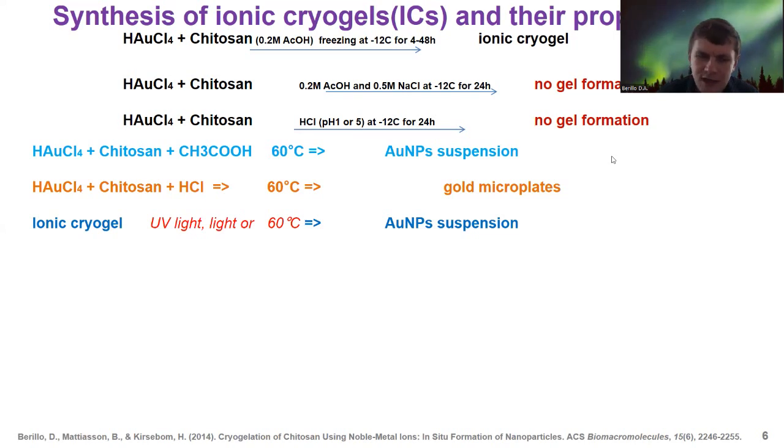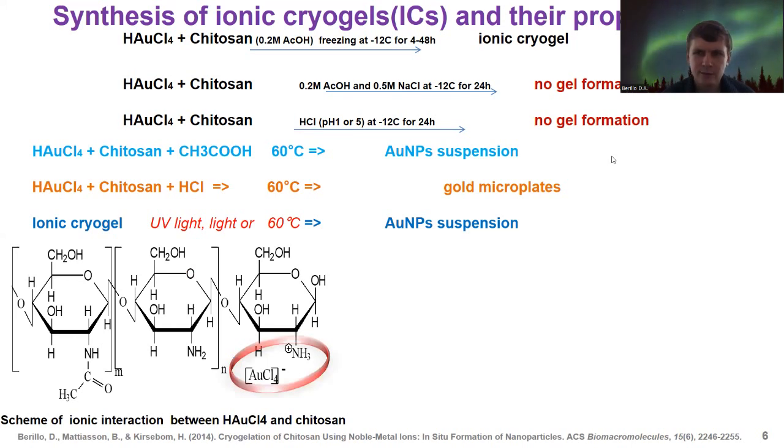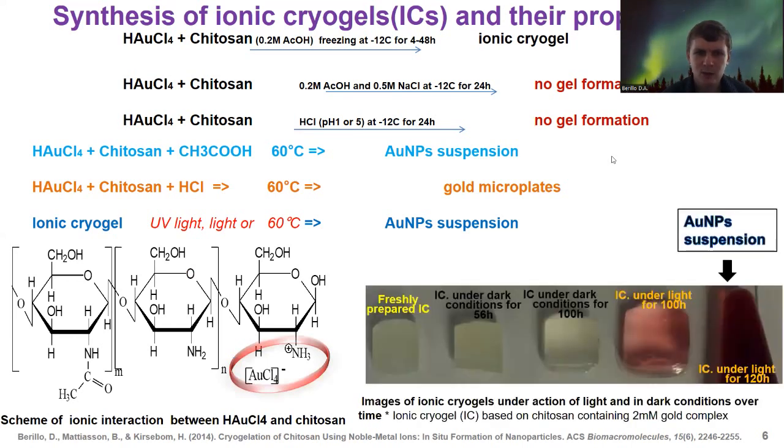Ionic cryogel can also be converted to a gold nanoparticle suspension, not only due to incubation at a high temperature, but also due to UV irradiation or visible light irradiation, and then we observe this evolution of the hydrogel and slow formation of gold nanoparticles, and ultimately the dissolution of ionic cryogel into a gold nanoparticle suspension.